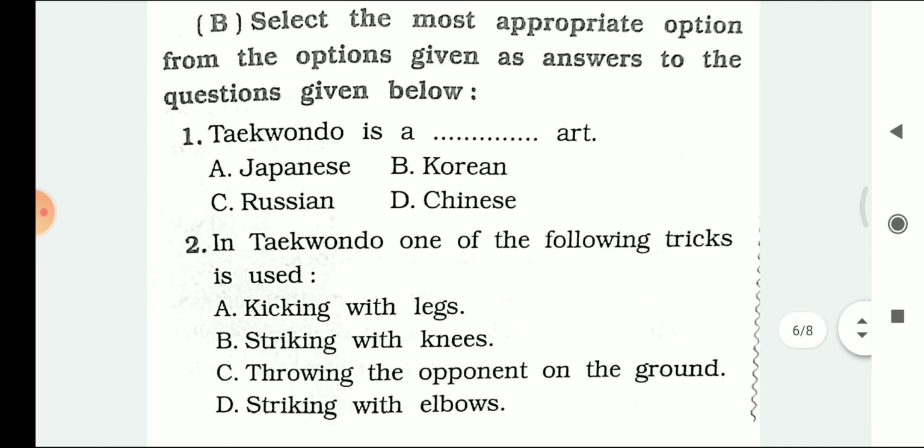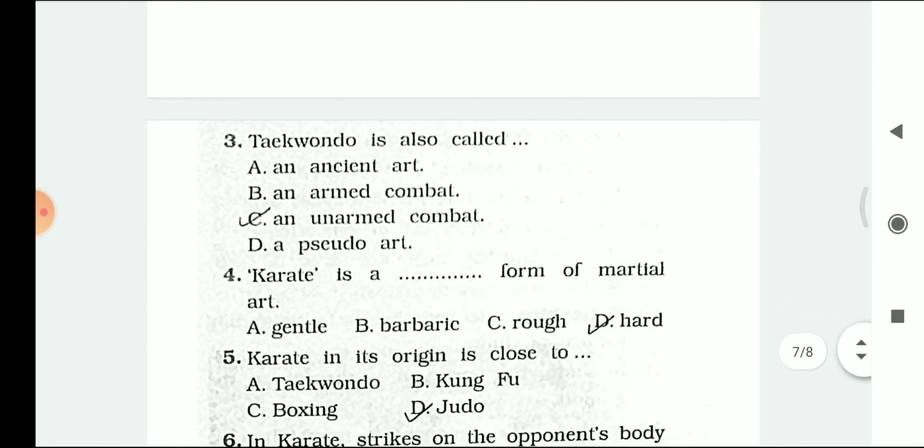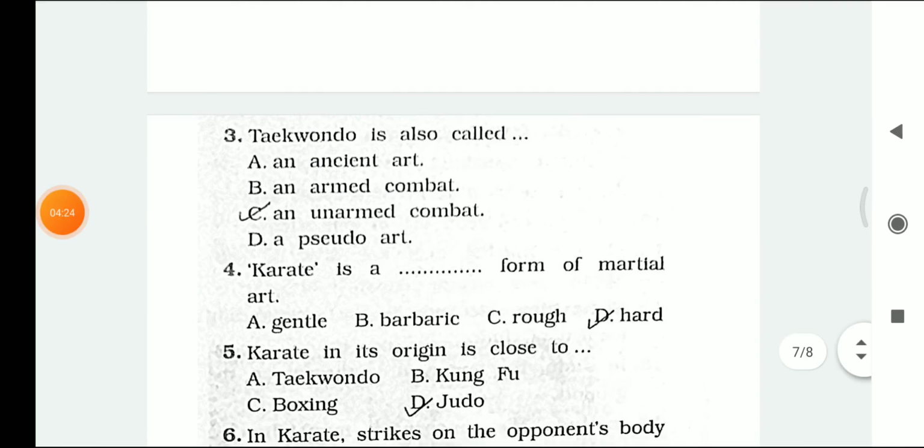Taekwondo is a dash art. So the answer to this is, Taekwondo is a Korean art. In Taekwondo, one of the following tricks is used. The options are kicking with legs, striking with knees, throwing the opponent on the ground or striking with elbows. The correct answer is kicking with legs. Taekwondo is also called dash, an ancient art, an unarmed combat, an armed combat or a pseudo art. So the answer to this is an unarmed combat.